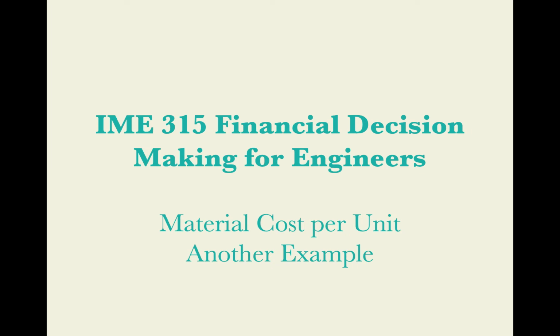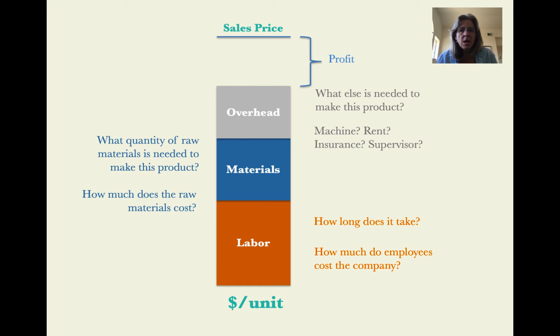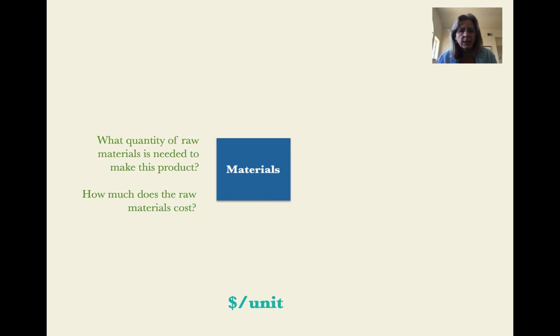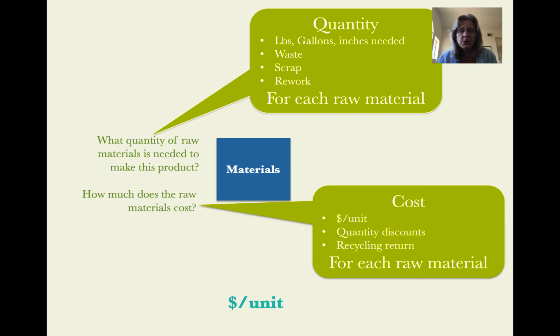This video is a second example on calculating material costs. So this is in the area of cost of products when we look at the 5 topics we're covering in IME 315. Again, the point here is we're trying to calculate fully allocated costs, which is made up of labor, materials, and overhead. This video is looking at material calculations particularly, and what we have been doing is looking at the cost per unit, and then also the quantity that's used to make the materials.